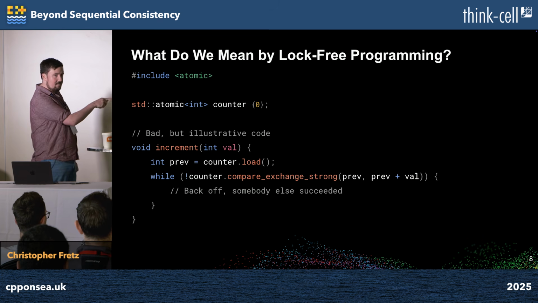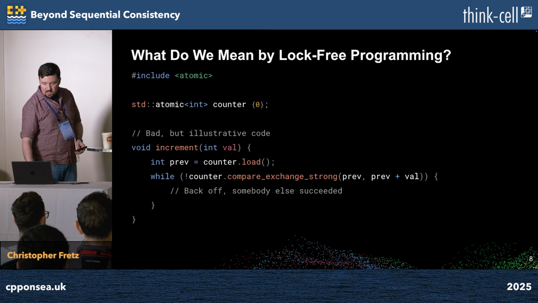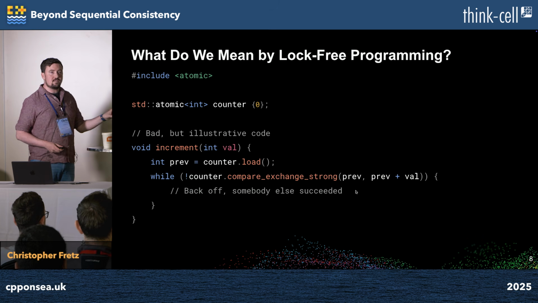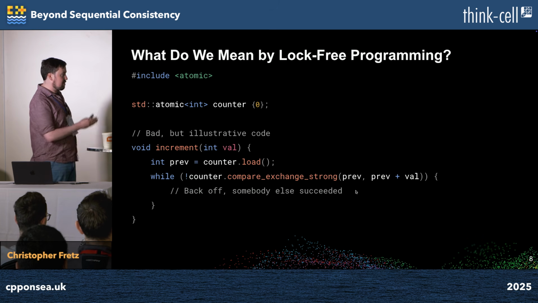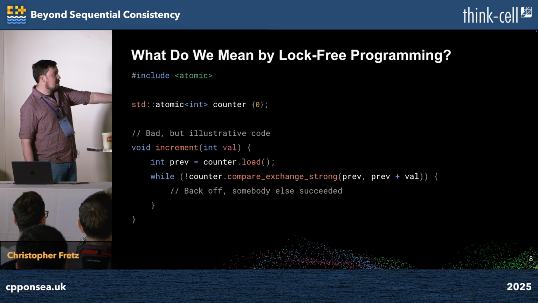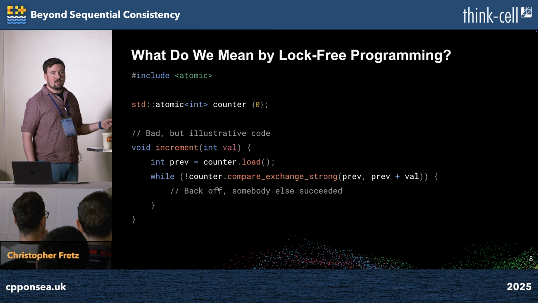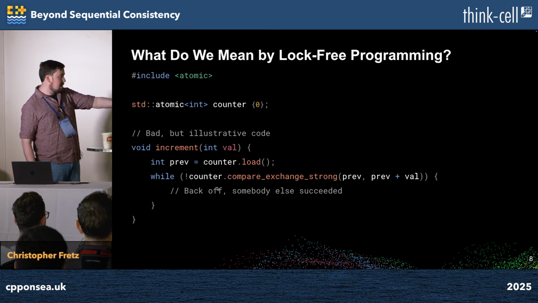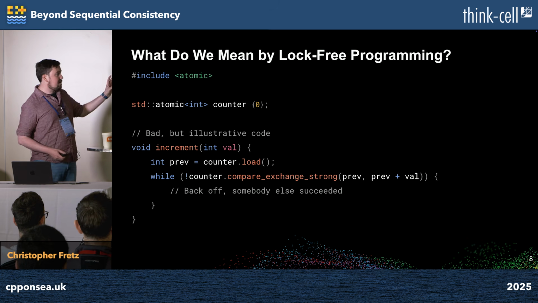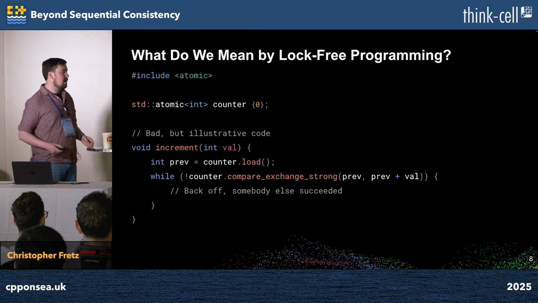And this is not an infinite loop. If this fails, this argument is taken by lvalue reference, so it will be updated to the value that was in place if the exchange fails. The crucial thing to observe here is that if we make it into this branch, if we fail this CAS, it necessarily means that someone else succeeded. The only way that we can make it into the body of this while loop is if another thread came in here while we were working and itself did the work. So if we fail, somebody else succeeded.